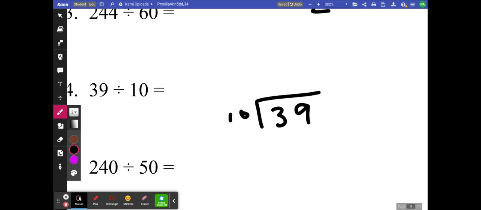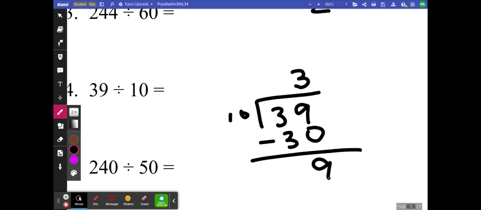It goes by 10, 20, 30, 40, and so on. And we see that 39 is very close to 40, but it is not exactly 40. We can't just say 39 is 40, because it is not. So we're going to place 3 here. We're going to subtract 30. And we're left with 9. 10 does not go into 9, so you're going to get 3 with the remainder of 9.